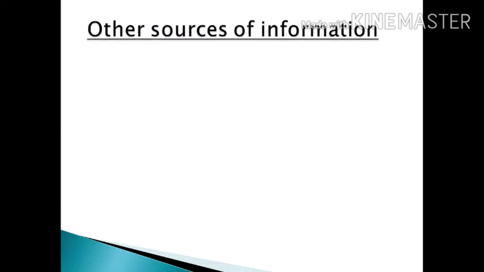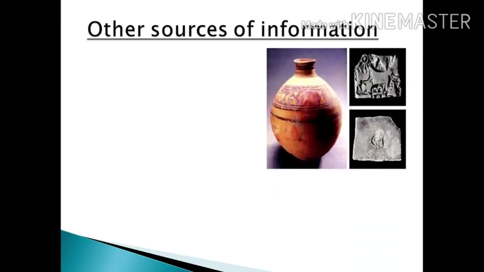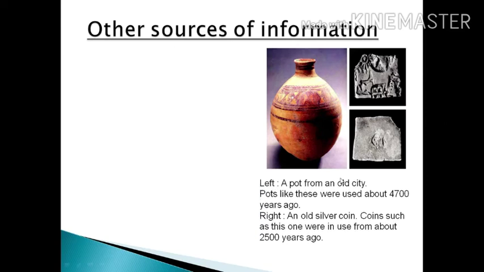Now, what are the other sources of information which give us more information about our past? If you see this picture, on the left side you can see a pot from an old city which is around 4,700 years old. And on the right side, you can see a silver coin. You can compare the coins which we use now and the coins which ancient people were using. These coins are near about 2500 years old.